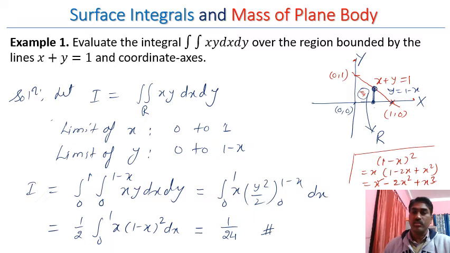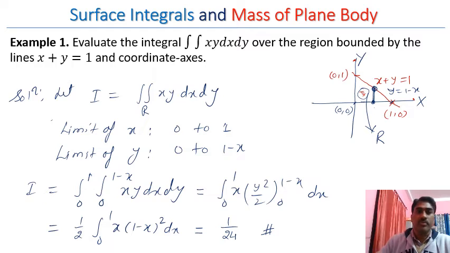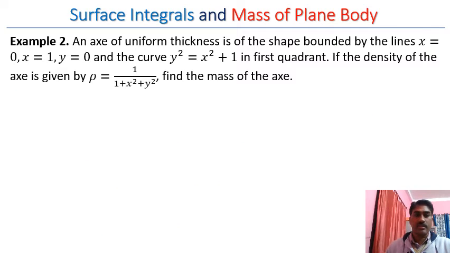So you will get x square by 2 minus 2x cube by 3 plus x to the power 4 by 4, and you will put the limit 0 to 1. So this is 1 by 2 minus 2 by 3 plus 1 by 4, and this is equal to 1 by 24. So this is how you integrate. So I have completed the whole integral, and the answer is 1 by 24. We take the next example.